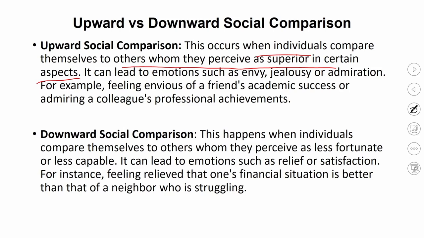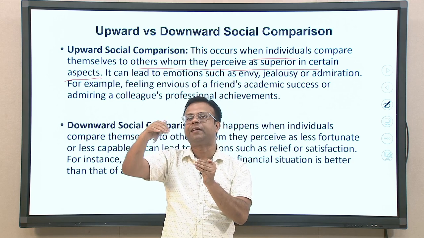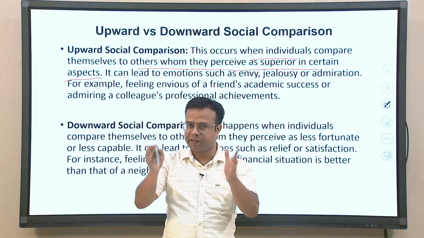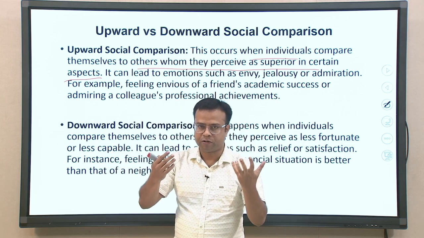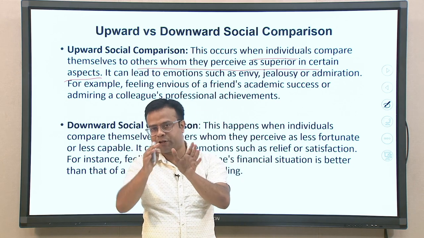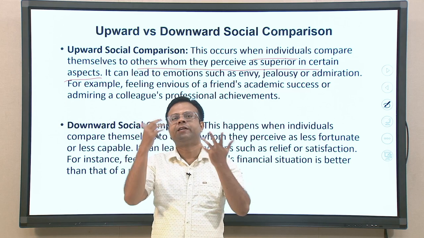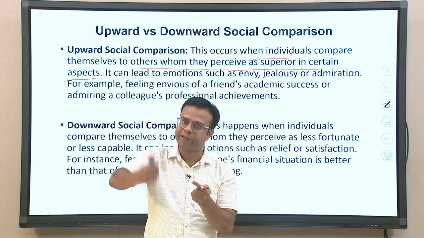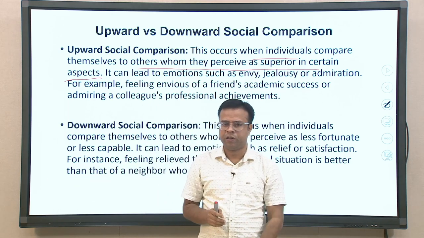It is your perception which is more important in comparison. So, if you perceive that person as superior or better than you, then it becomes an upward social comparison. So, it is more about perception rather than the actuality, because we live in our perceptual world. So, the way we think will determine the outcomes, not the actuality of the outcome. In reality that person may not be superior, but you think that person is superior, then your thinking will determine your emotion, not the actuality. So, the perception plays a more important role here.